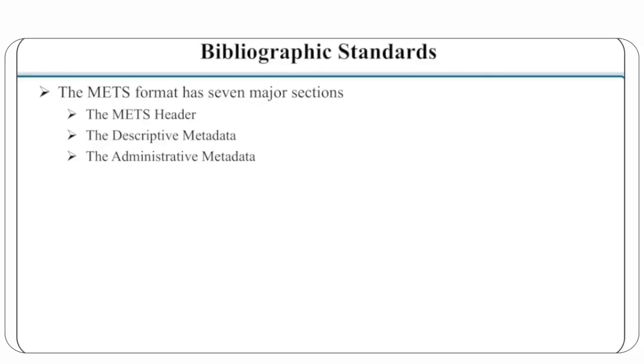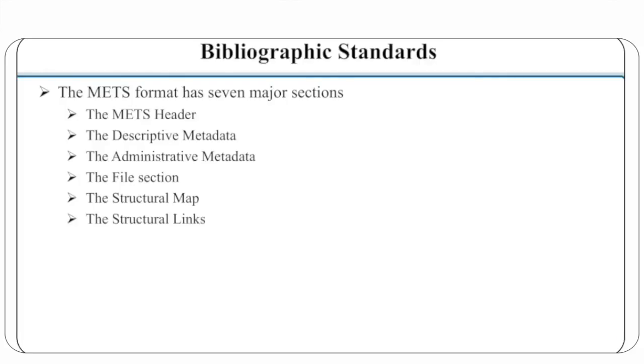As with descriptive metadata, the file section lists all the files containing content that form a part of the digital document. The structural map provides a hierarchical structure for the digital library document or object and links the elements of that structure to content files and metadata that pertain to each element.